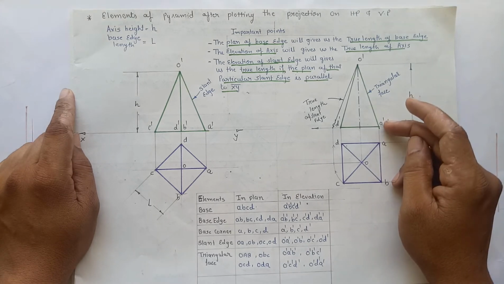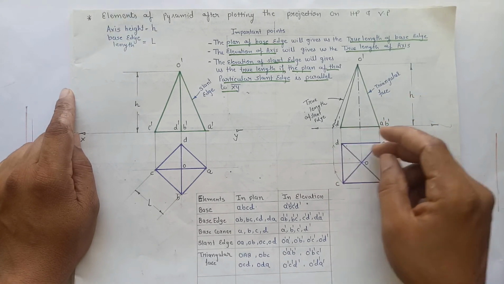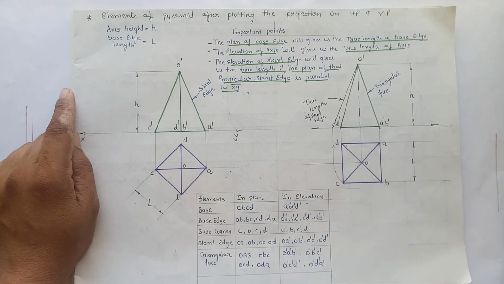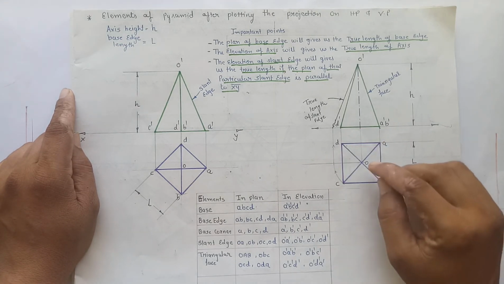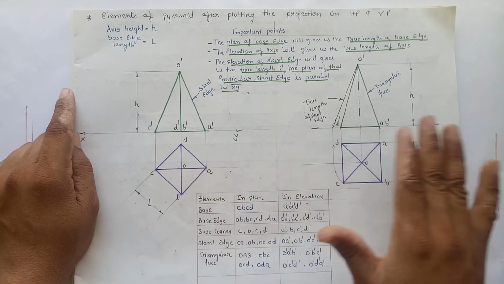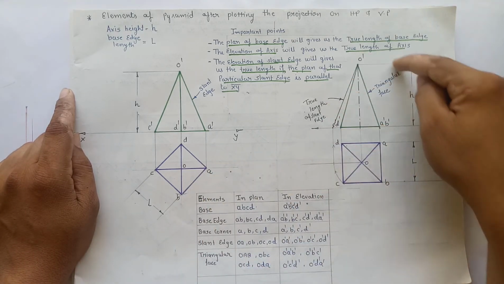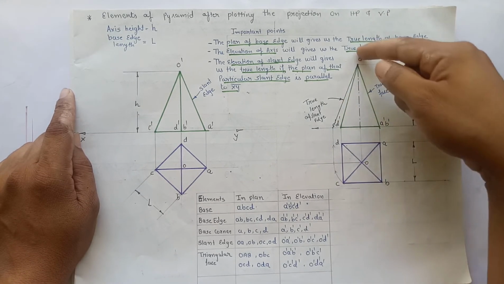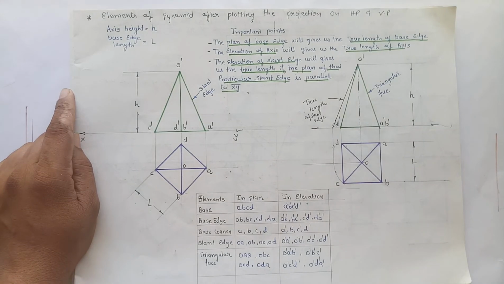In this case, the plan of none of the slant edges is parallel to the XY reference line. That is, OA, OB, OC and OD are not parallel to the XY reference line. So in this case, in the elevation we cannot find the true length of the slant edge.